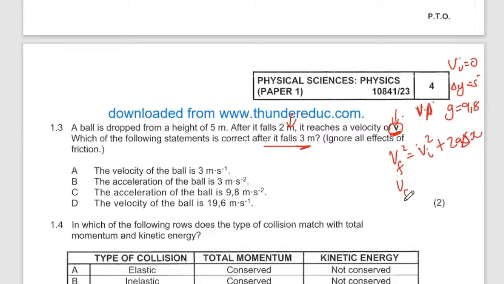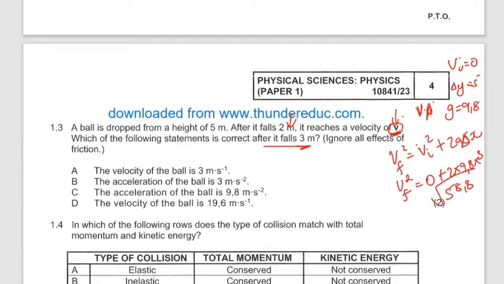So our VF squared, with initial velocity 0, is 2 times 9.8 times 3. Okay, so when I get to my calculator, 2 times 9.8 is going to be 19.6. Then 19.6 times 3 is giving me 58.8.